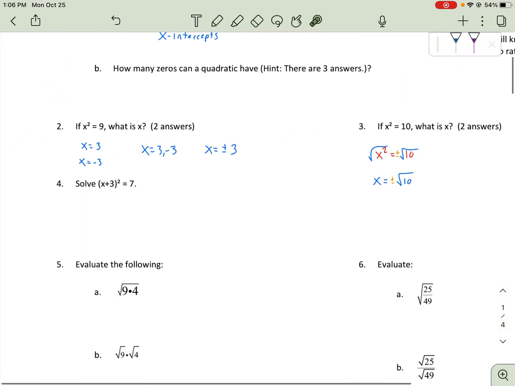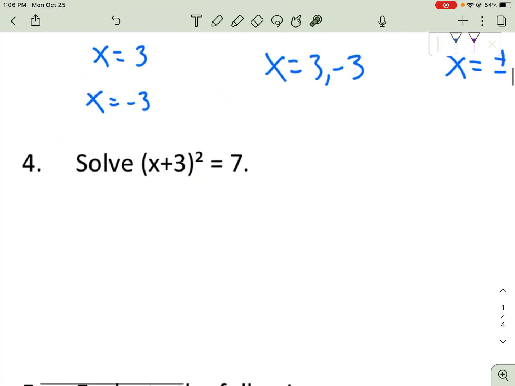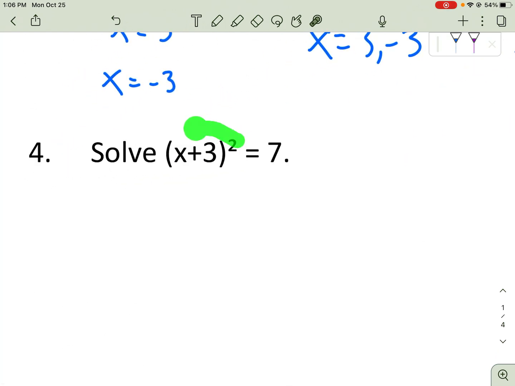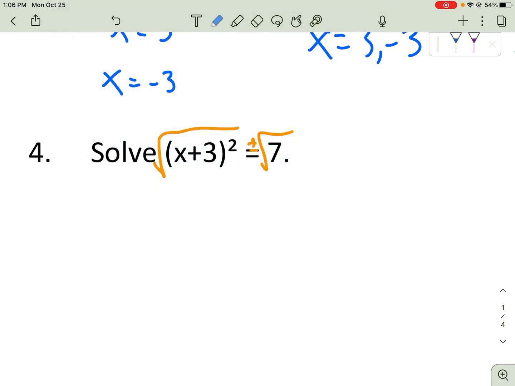Okay, number 4 is like number 3, except we have some extra stuff going on here. But that's okay. We still have something squared right here. So to undo the square, you square root both sides. I think I'll just squeeze it in up here, save a little time. And you have to square root this side as well. Since we square rooted that side, we need a plus or minus. So now this square cancels out, and you get x plus 3 equals plus or minus square root of 7.